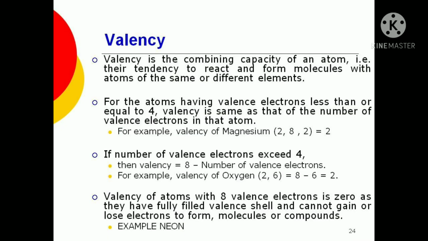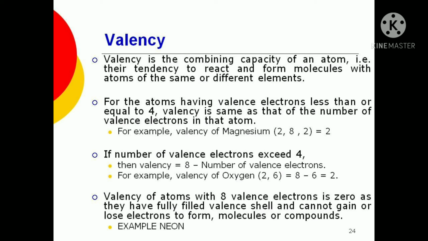So that is valencies. Valency is the combination capacity of an atom, the tendency to react and form molecules or compounds with atoms of the same or different elements. For atoms having valence electrons less than or equal to 4, valency is the same as the number of valence electrons in that atom, like the valency of magnesium, which is 2.